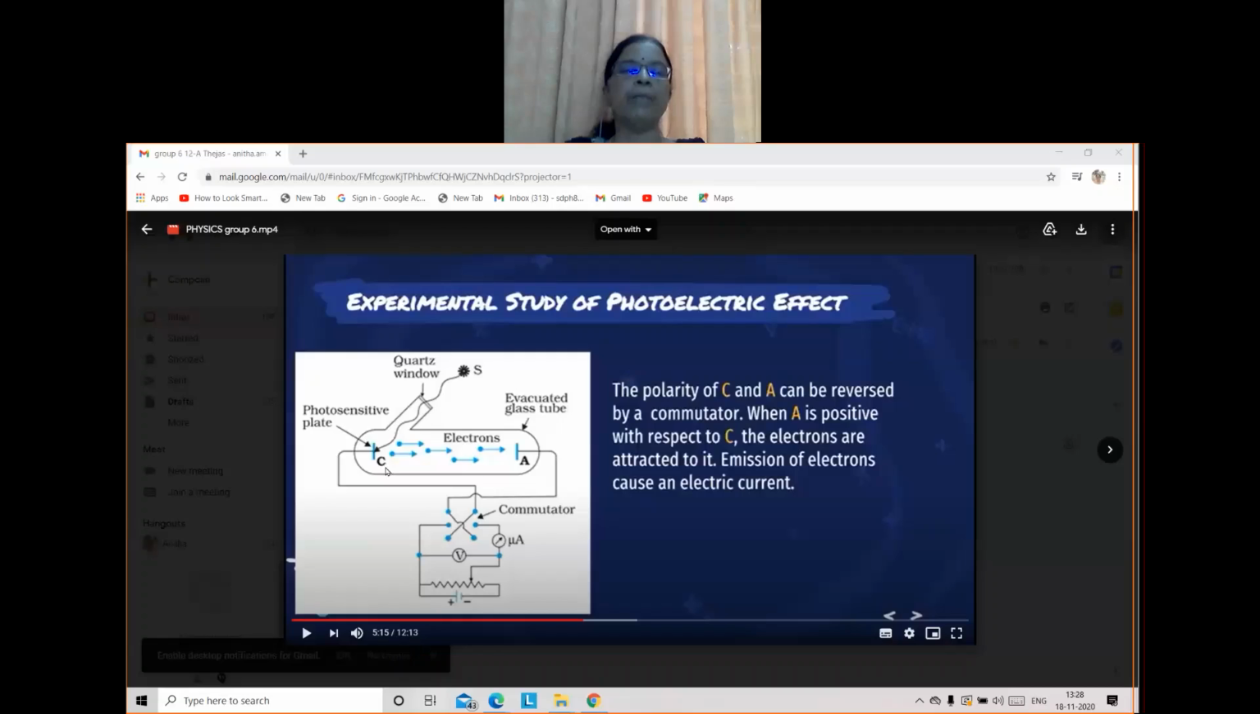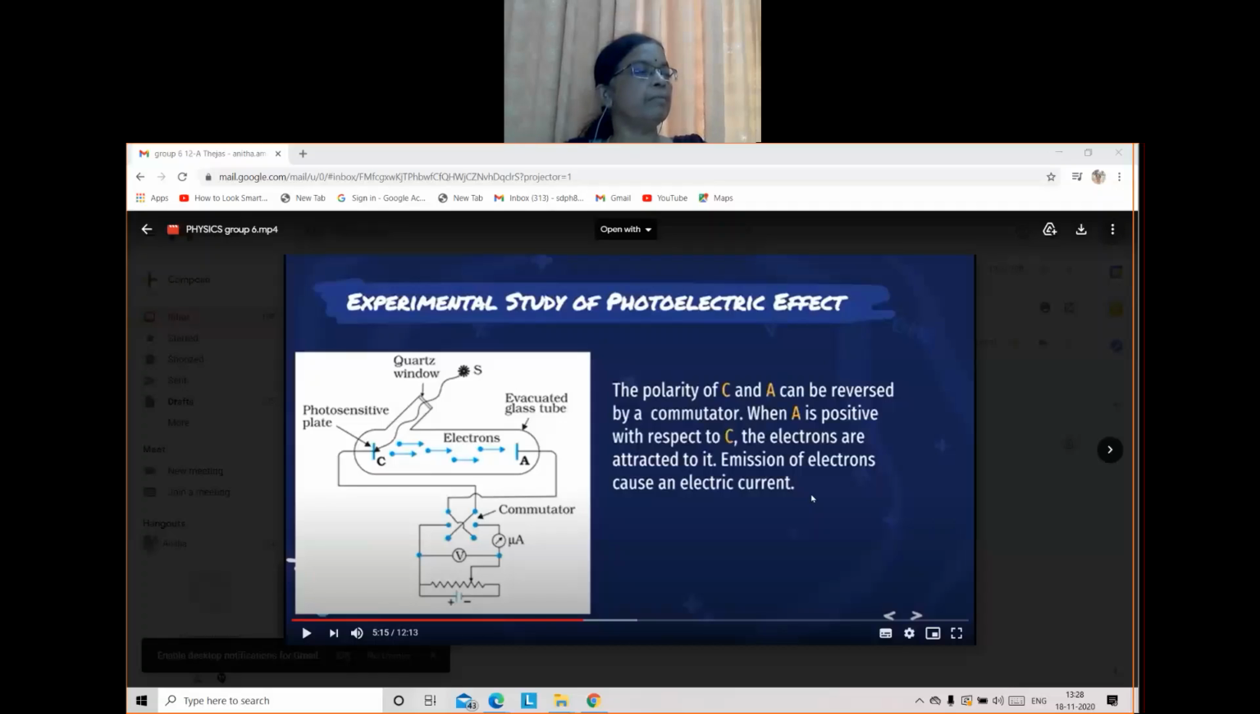Okay. So if we increase the intensity of light, it means more photons will be incident. Intensity increases, more photons per second will be incident. Then what happens? More electrons will be ejected. More photons are incident, more electrons are ejected per second. That means more photoelectric current is produced. So what happened when the intensity of the incident light is increased?